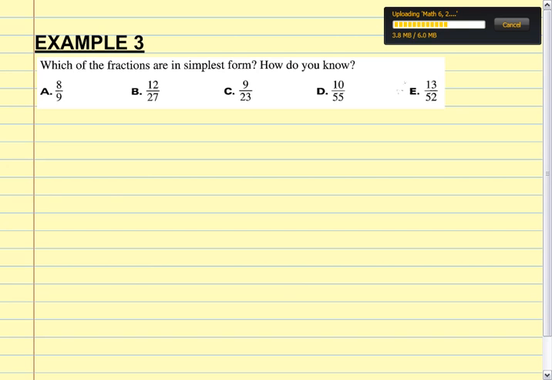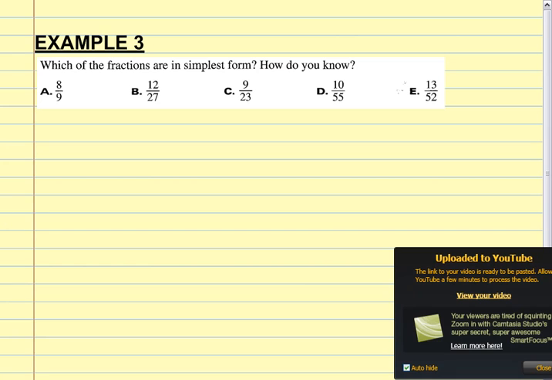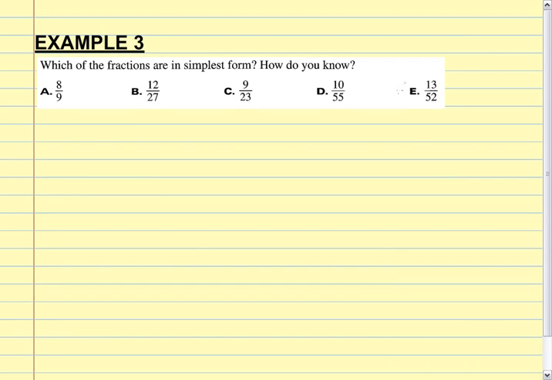Aiden, you're starting us off. Example number 3 says, which of the fractions are in simplest form? How do you know? Aiden, let's start with 8/9. Is it in simplest form? Yes. And how do you know?